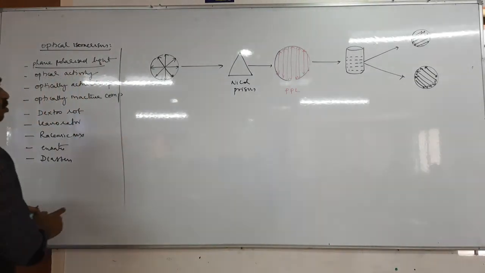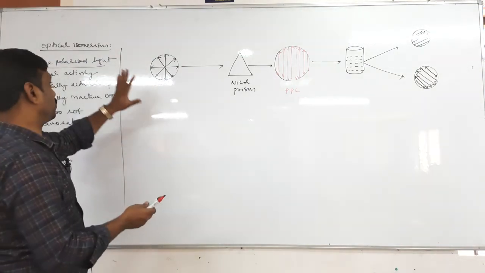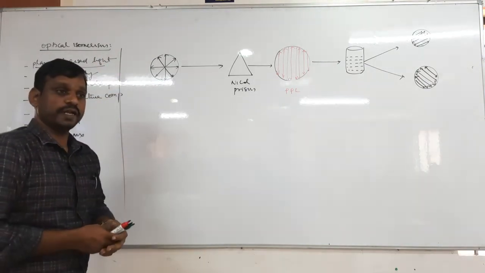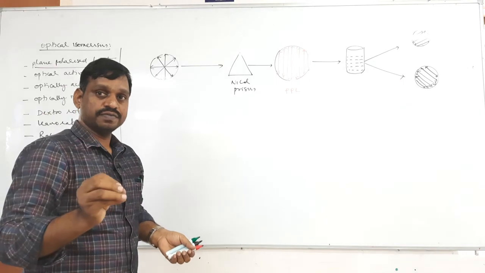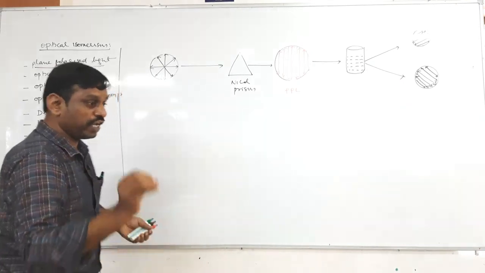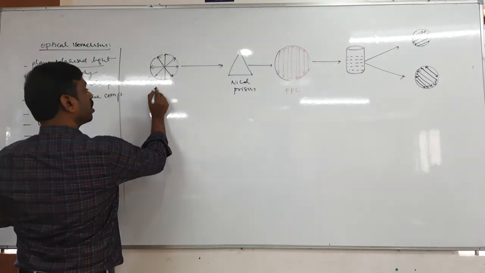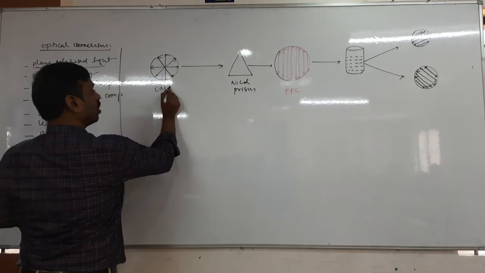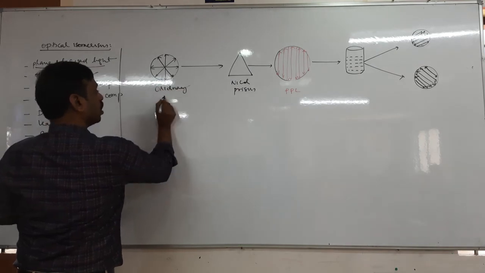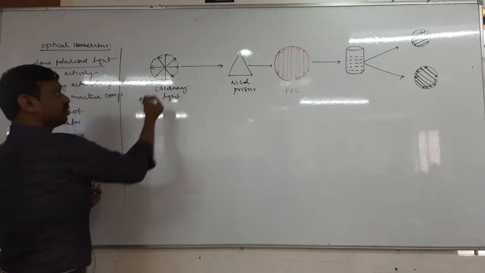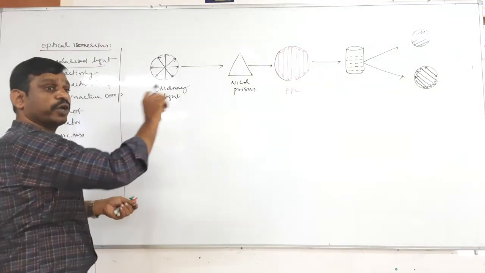Then in optical isomerism, the first important concept is plane polarized light. What is plane polarized light? To understand it, we need to understand first what ordinary light is. We know that ordinary light oscillates in all possible directions perpendicular to the propagation.